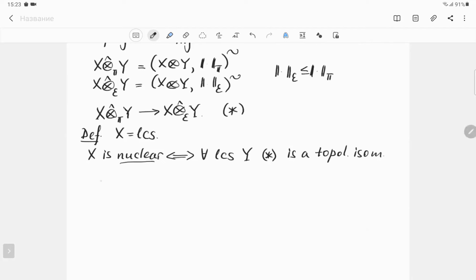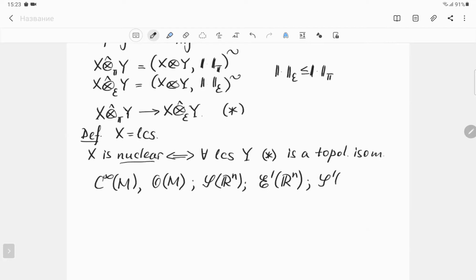In particular, all spaces of smooth functions on smooth real manifolds are nuclear. Spaces of holomorphic functions on complex analytic manifolds are nuclear. The Schwartz space is nuclear. The space of compactly supported distributions is nuclear. And the space of tempered distributions is nuclear, and so on.